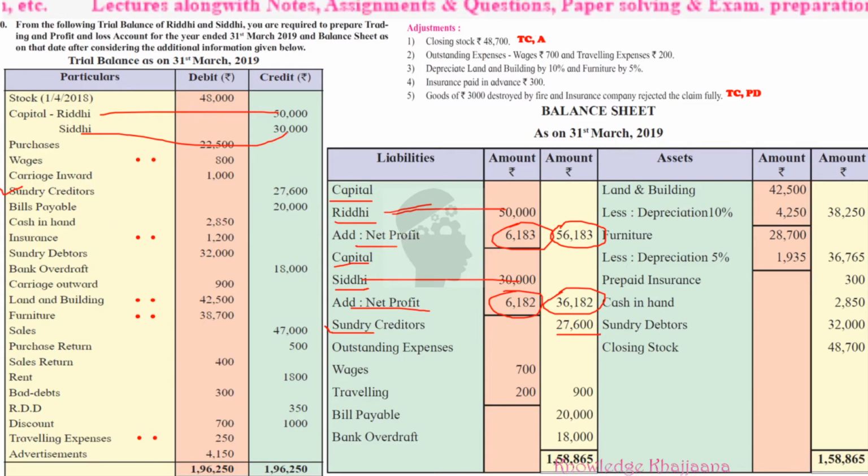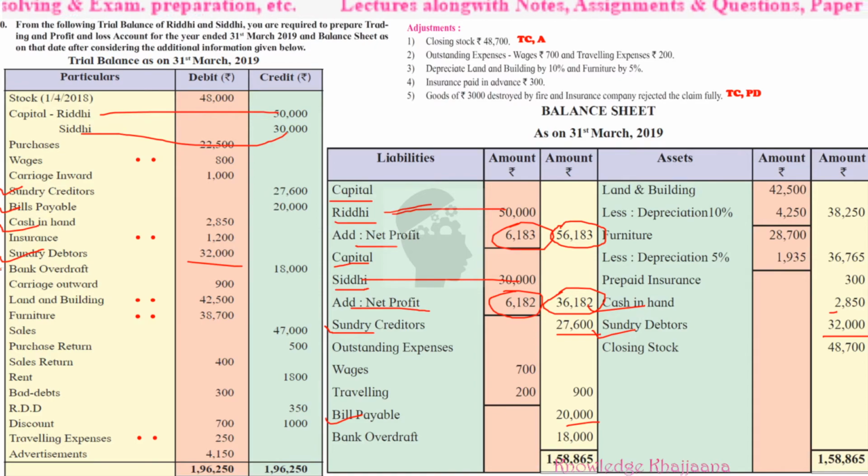There is no adjustment. Then bills payable, a current liability, 20,000. Okay, bills payable amounting to rupees 20,000. Then cash in hand, current asset rupees 2,850. Okay, cash in hand, current asset rupees 2,850. Then there are sundry debtors. Okay, sundry debtors are recorded to the balance sheet asset side under current asset. Sundry debtors amounting to rupees 32,000. Okay, we have recorded on the balance sheet asset side.